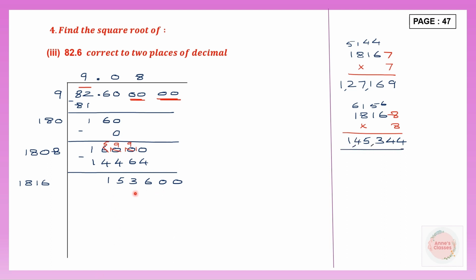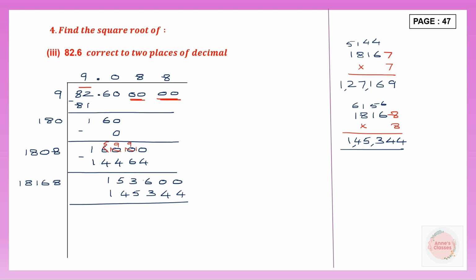Now that is close to this. So that means we have to write the digit 8 next to 1,816. So I'm going to put the digit 8 here. That means we have to put 8 on top also. So now my number is 18,168. We multiply it by 8 and we get this. So let's write down 1,45,344.